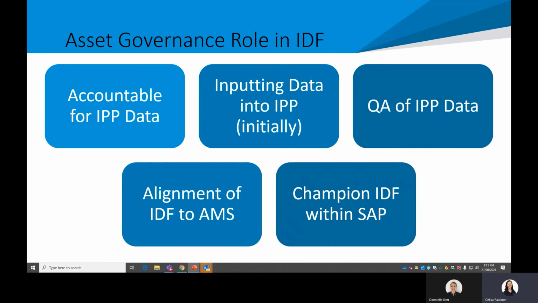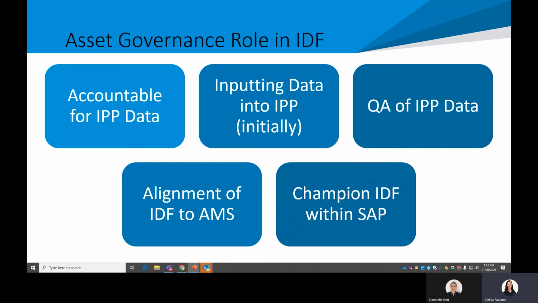The next one is inputting data into IPP, and I've got initially there because we have two phases of this rollout. The initial phase is going to still be that manual data entry for the next couple of months till we move to where proponents and project managers are entering the data directly. So to start with, that manual entry will be contained to the asset governance team.